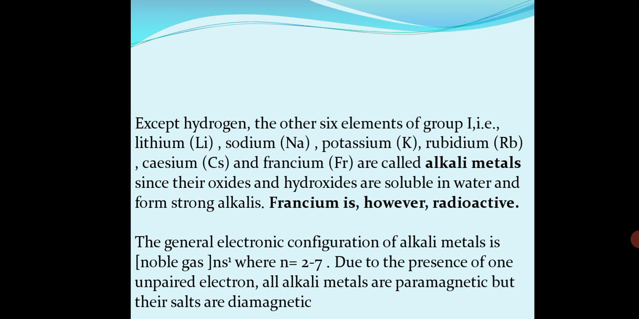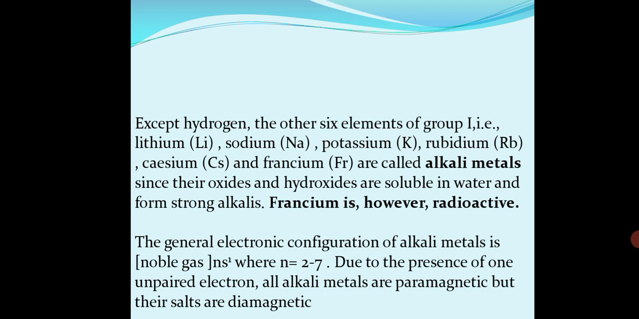Now, the first element of a group differs considerably from the rest of the elements, that is the heavier elements of the same group. It's very important, listen carefully. This anomalous behavior is due to small atomic and ionic radii, high electronegativity and ionization enthalpy, high polarizing power of its cation, and absence of d electrons in its valence shell. Thus, lithium differs from the rest of the alkali metals, that is sodium, potassium, rubidium and cesium.